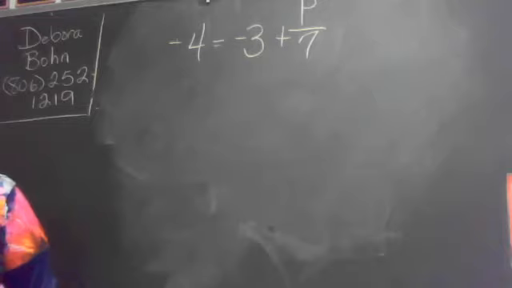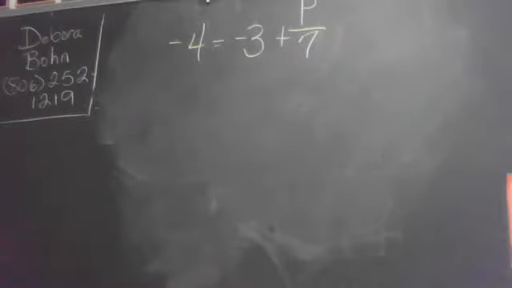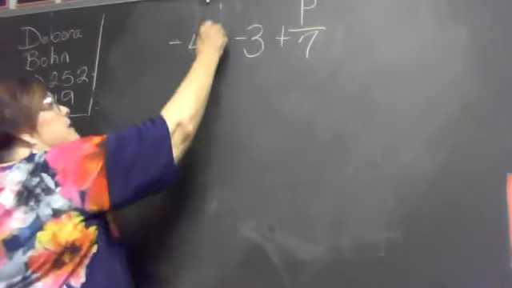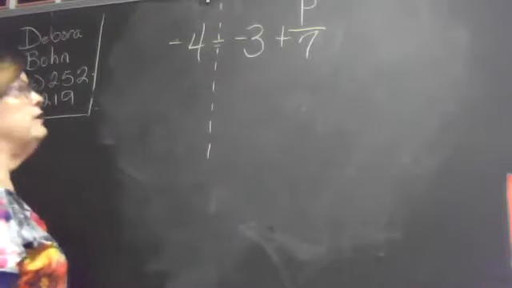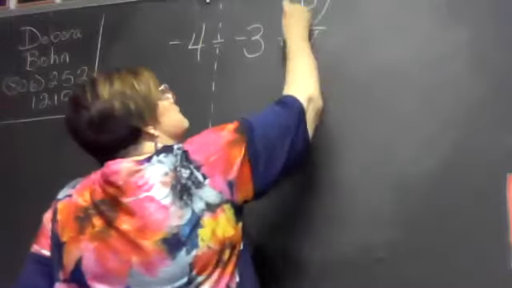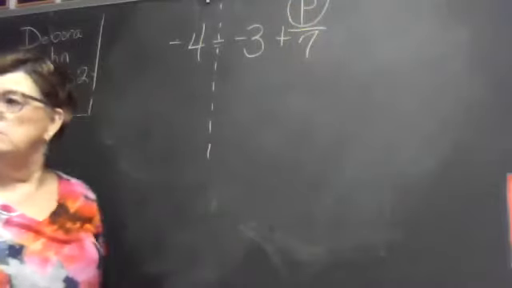Does it look scary? Yes, sort of. Okay, so let's just think it out. Remember, we eat our elephant one bite at a time. So first step, line down through the equal sign. Second step, find your variable and circle it. It's a P.